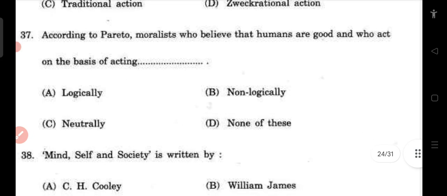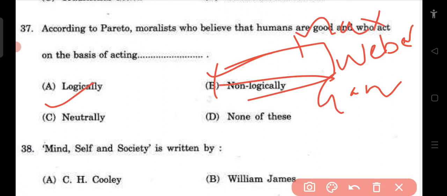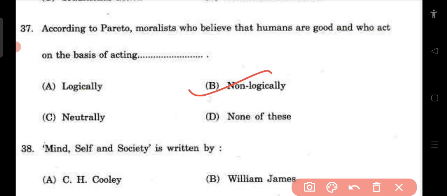Question number 37 is asking, according to Pareto, moralists who believe that humans are good and who act on the basis of acting logically, non-logically, neutrally, none of this. Here the answer should be non-logically, because most of the time Pareto said that humans act non-logically.